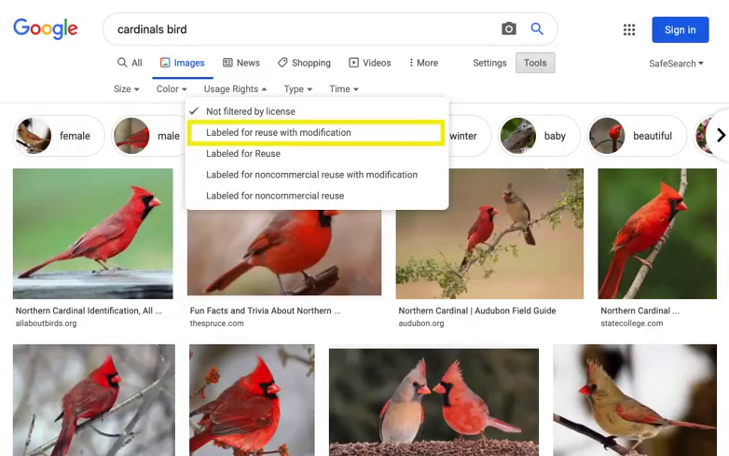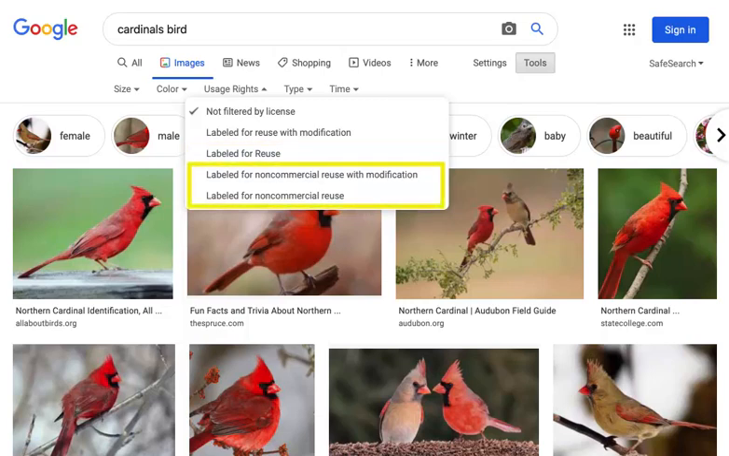In the usage rights filter, you'll see a few options. Labeled for reuse with modification means that the images you'll find can be reused in a range of circumstances, both commercially, such as for business purposes, and non-commercially, like for a school project. You're also allowed to modify or change the images as you like under this license. Labeled for reuse means that you can reuse the image both commercially and non-commercially, but cannot make changes to it.